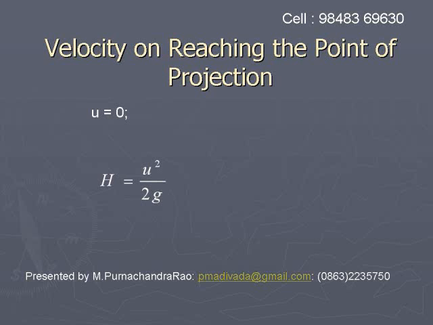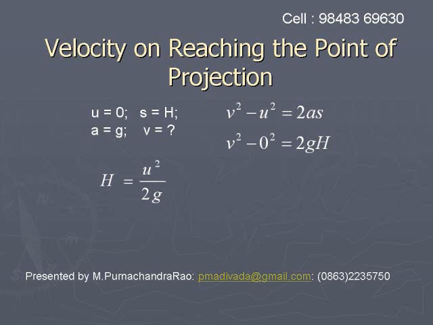The displacement s will be equal to maximum height H, which is equal to u square by 2g, and acceleration a is equal to g. And final velocity is how much? We have to find final velocity. The relation between u, a, s, v is v square minus u square is equal to 2as.